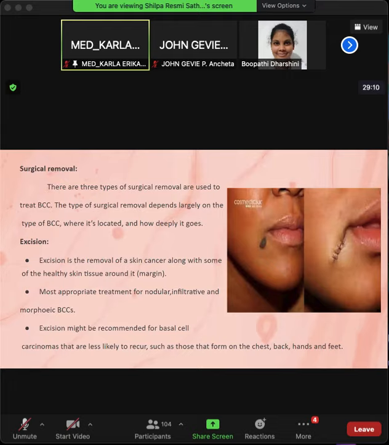There are 3 types of surgical removal used to treat BCC. The type of surgical removal depends on the type of BCC, where it's located, and how deeply it goes. The first one in surgical removal is excision. Excision is the removal of skin cancer along with some of the healthy skin tissue around it. It's the most appropriate treatment for nodular, infiltrative, and morpheaform BCC. It might be recommended for basal cell carcinomas that are less likely to recur, such as those that form on the chest, back, hands, and feet.